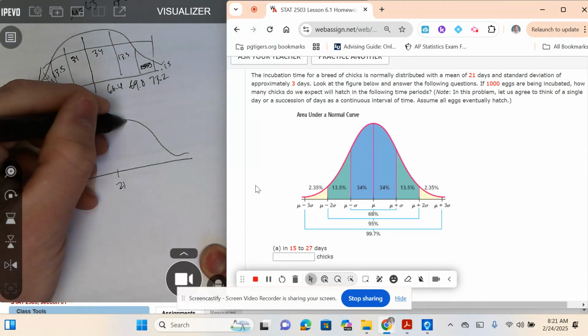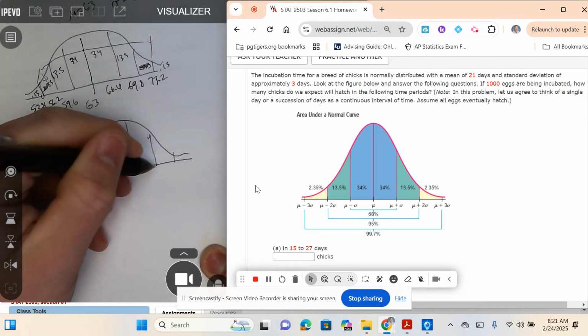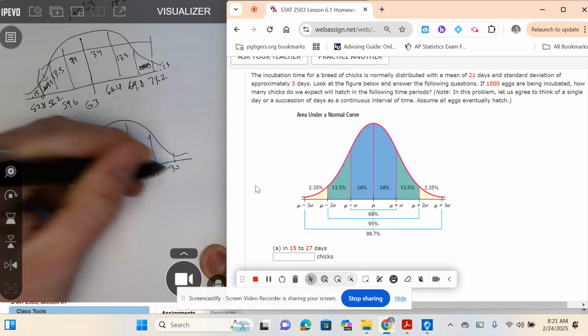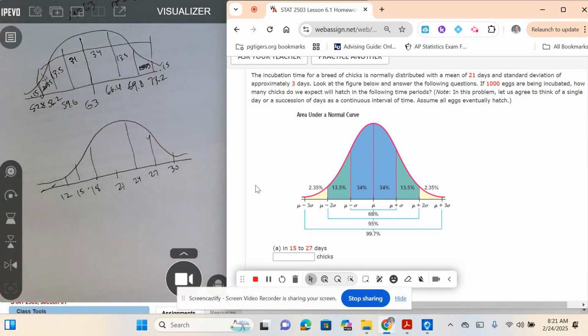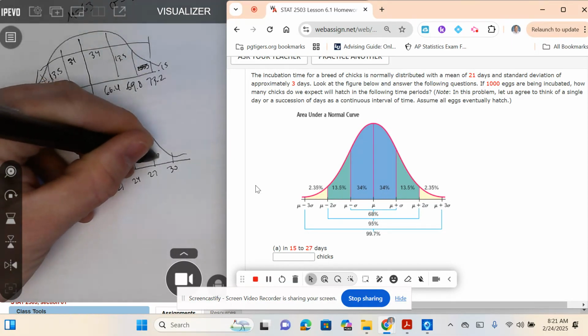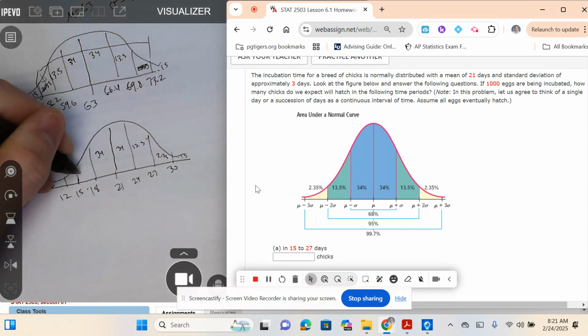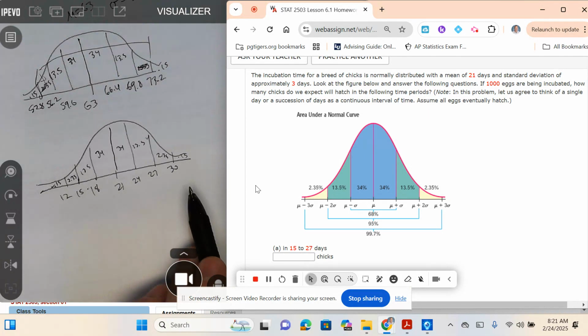So I'm going to go 3 standard deviations above, 3 below. A standard deviation of 3 means I'm going to add 3 when I go up, and subtract 3 when I go down. And then I'll fill this out. I'm going to make it more readable than last time. 34, 34, 13.5, 2.35, 0.15, 13.5, 2.35, and 0.15. Okay. So those are the percentages.